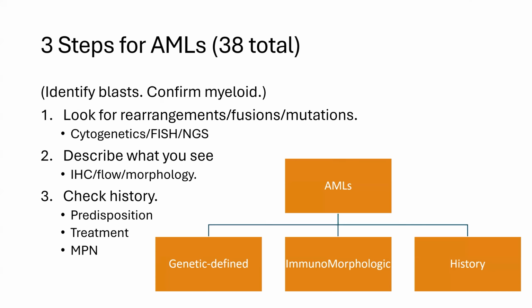So those are the 3 steps for navigating through the acute myeloid leukemias, 38 in total. After you have confirmed that there are blasts and confirmed that they're myeloid, step 1, look for rearrangements, fusions, mutations in your cytogenetics or FISH or karyotype or next generation sequencing report. If none of those are characteristic, then describe what you see with immunohistochemistry, flow cytometry, or morphology. And then check the history to see if there are other modifying factors, such as whether there is a genetic predisposition, treatment, or history of MPN.